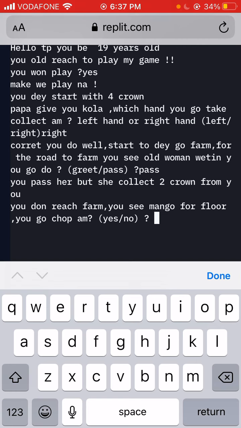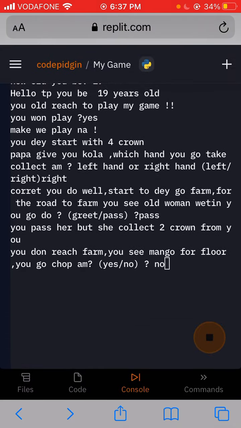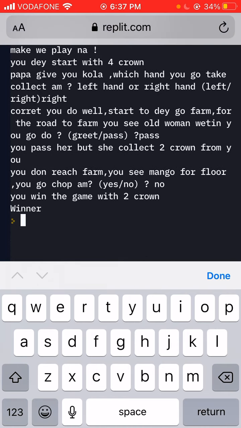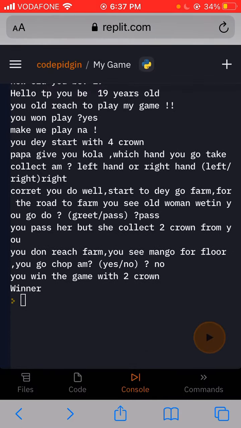Let me say it like this now. Only 2 crowns remain. So you don't reach the farm, you see a mango on the floor, you go and eat it. Let's say no, because we want it to be that we win with two. So the winner wins the game with 2 crowns. So that one and that one.